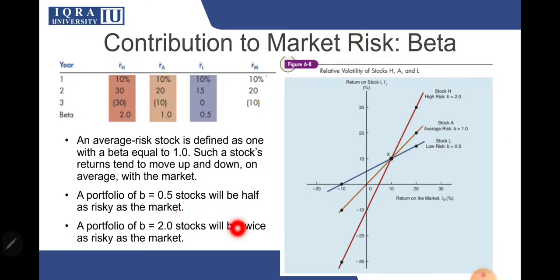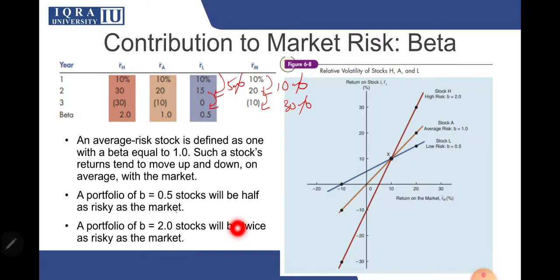So over here, what's happening? The market increased by 10%, so this increased by only 5%. And when the market declined by 30%, this declined by only 15%. So the movement over here is half relative to the market. Basically, if a stock has a beta of 1, then that's an average risk stock. If it has a beta greater than 1, it means it's riskier. And if it has a beta less than 1, it means it's a safer investment.